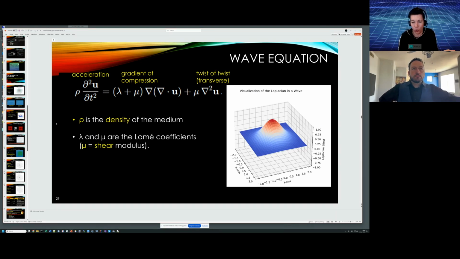We can describe the wave equation in an ideal elastic solid. On the left side here, we have the acceleration of the individual grid points. You can imagine an accelerated grid point, and that equals the gradient of compression, so how much compression do you have and what's the gradient of that compression, plus the curl of the curl, so how much twist there is.